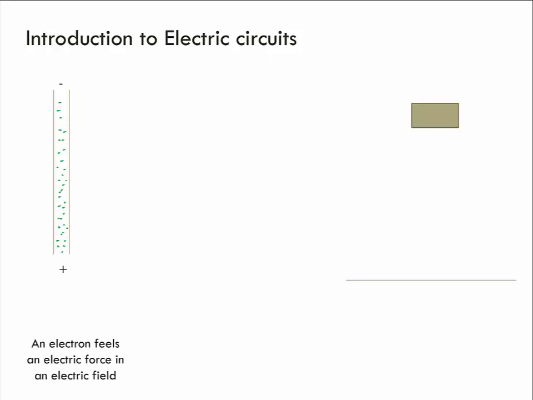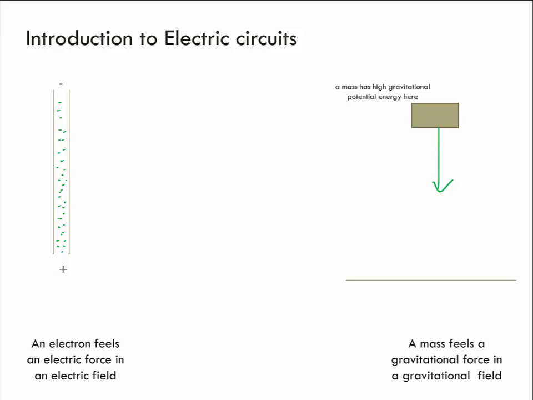Now this is a bit like a gravitational field. Any mass in a gravitational field will feel a force just like the charged particles feel a force in the electric field. Just like we've seen before when we talked about energy, a mass that is higher up in the field has a higher gravitational potential energy. And in the same way, an electron that is far away from the positive end of that wire will actually have a higher electrical potential energy.